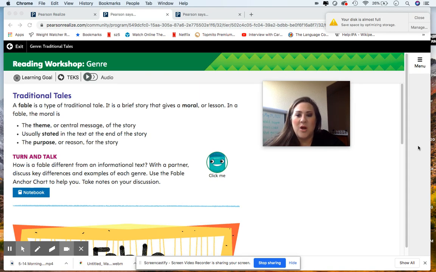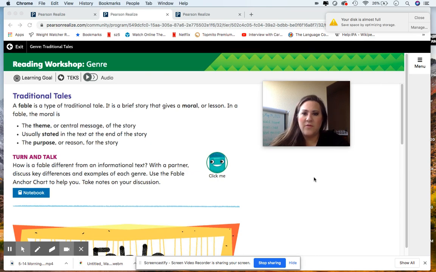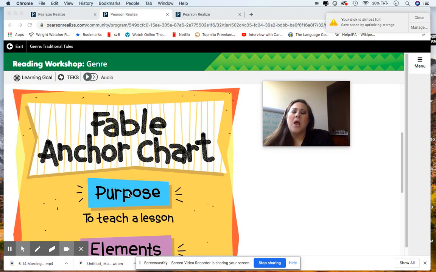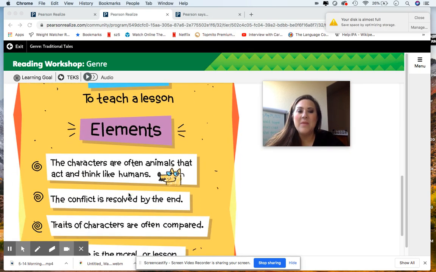All fables are a short story that have a moral at the end of it. Remember, based off of what we talked about yesterday, when we are reading fables as well as writing our own, the purpose is to teach a life lesson. Okay? The characters are often animals that act and think like humans. Okay? The conflict, so the problem, the issue between the characters, it will always be resolved at the end. So you're not going to end a story necessarily on a sad note.